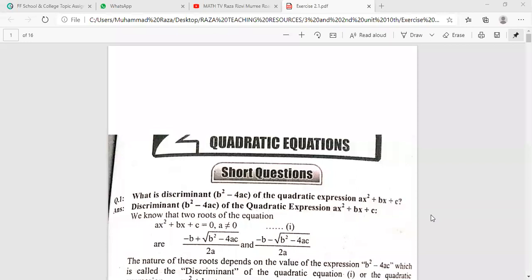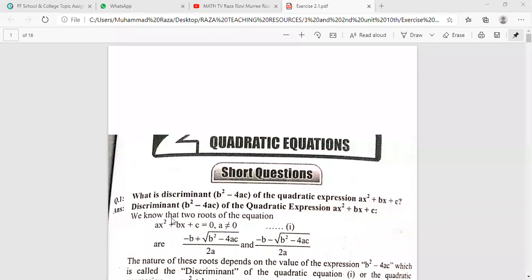Today we are going to start our unit number 2, which is theory of the quadratic equation. The first question is the short question here. The question is, what is discriminant? b square minus 4ac of a quadratic equation ax square plus bx plus c.